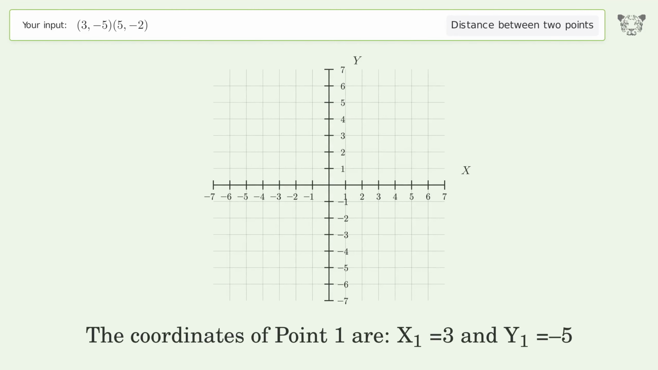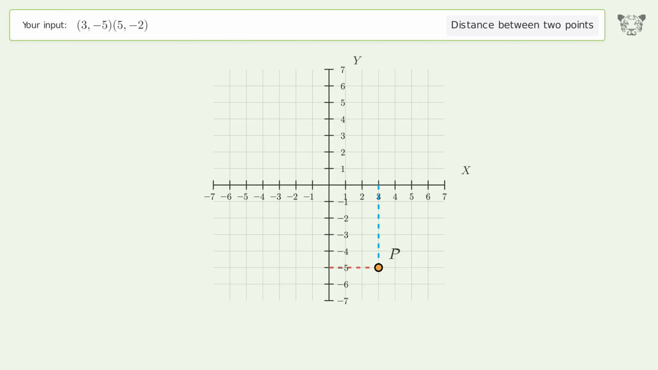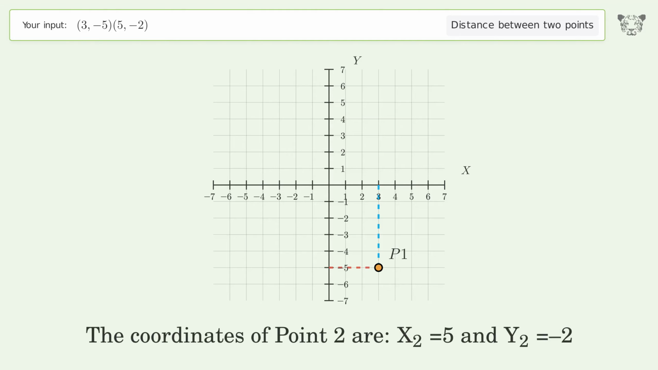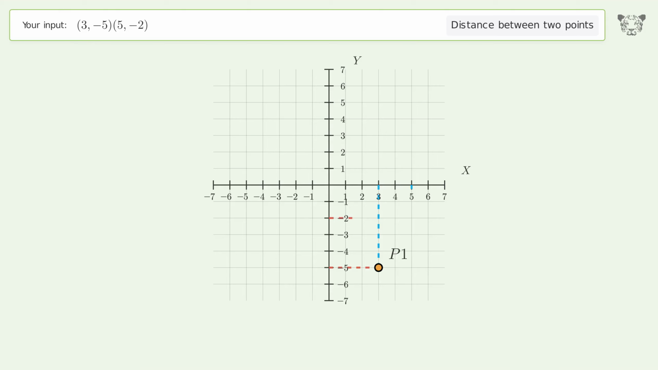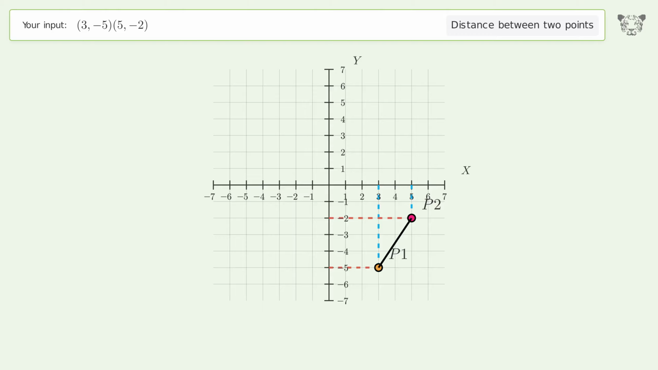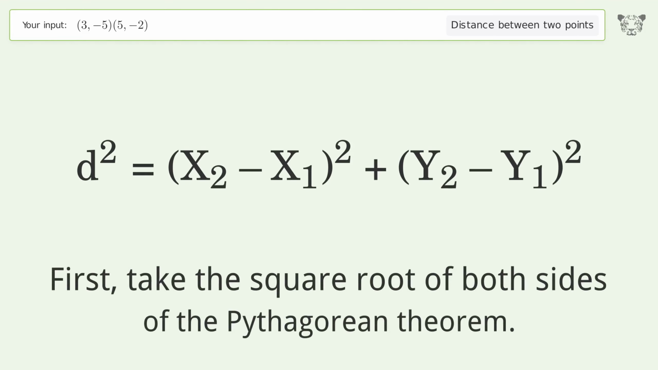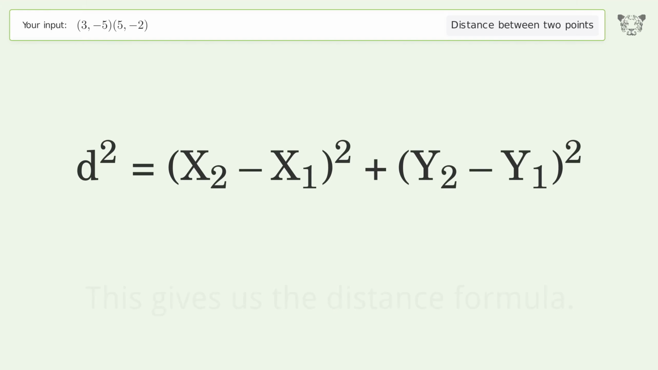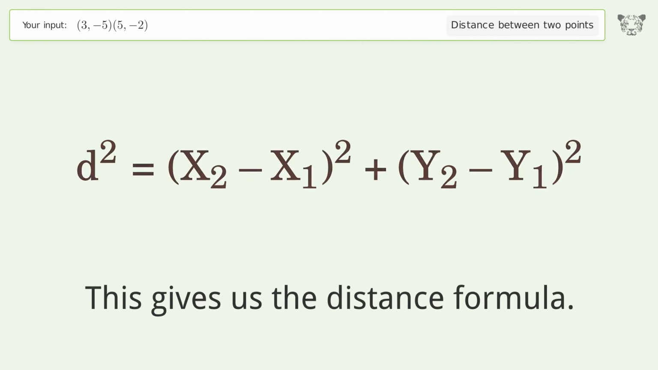The coordinates of point 1 are, x1 equals 3 and y1 equals -5. The coordinates of point 2 are, x2 equals 5 and y2 equals -2. D is the distance between the 2 points. First, take the square root of both sides of the Pythagorean theorem. This gives us the distance formula.